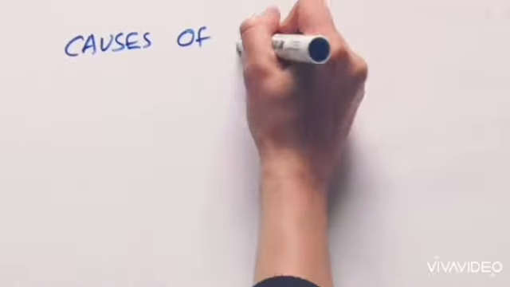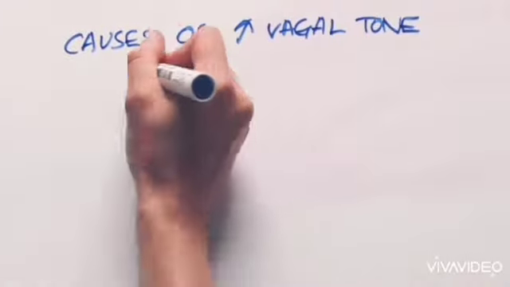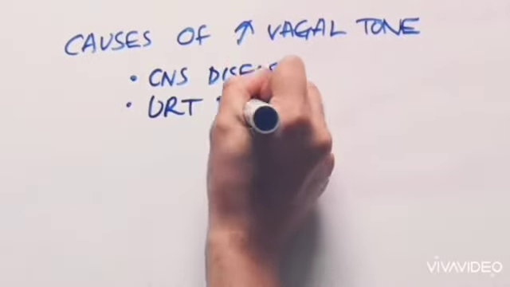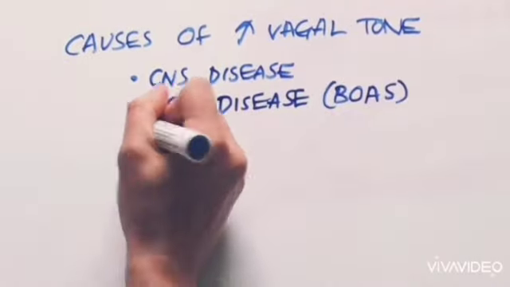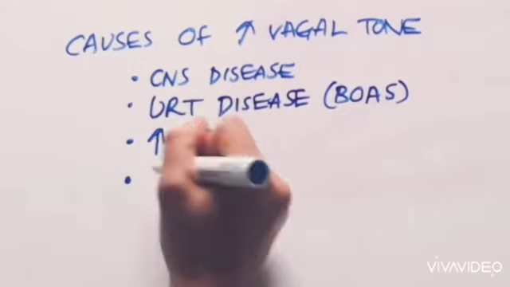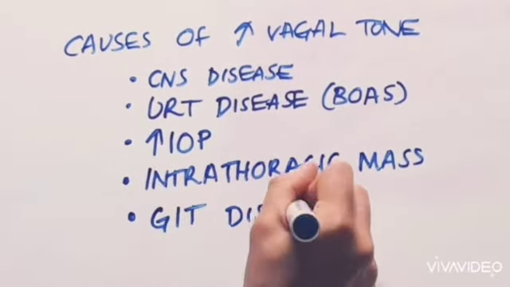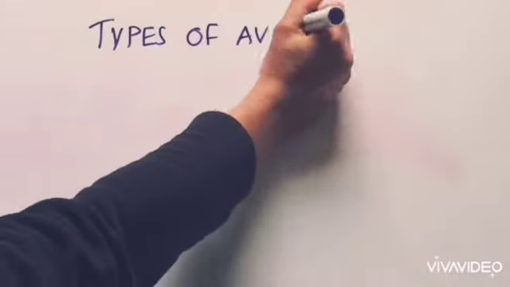However, there are also abnormal causes of increased vagal tone, which I'll just go through now. First one, CNS disease. Second, upper respiratory tract disease, for example in your BOAS patients and your brachycephalics. Third, increase in intraocular pressure. Fourth, an intrathoracic mass. And five, gastrointestinal tract diseases.